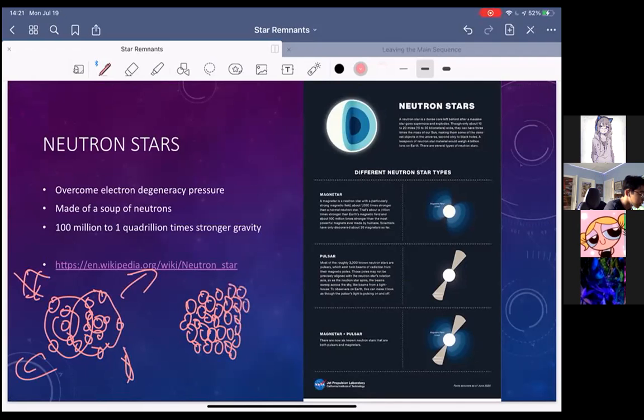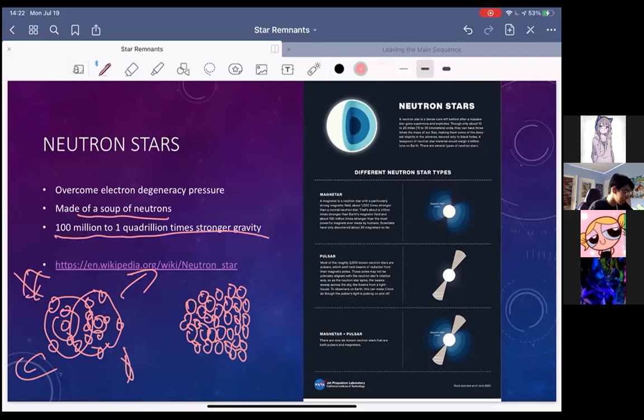All these particles are just neutrons and protons and electrons all squished together. And that's what we call a soup of neutrons, basically. And because it's so much denser, if you imagine a white dwarf was this big, a neutron star would be about this big. That's a super big size change that it has to undergo. And as a result, that's why the gravity on neutron stars is sometimes 10 million or 1 quadrillion times stronger than the gravity on Earth.